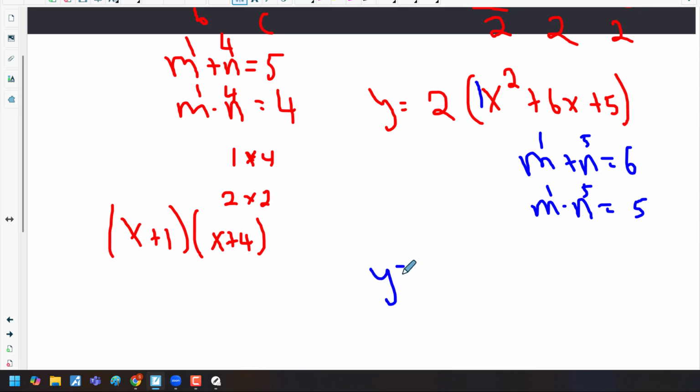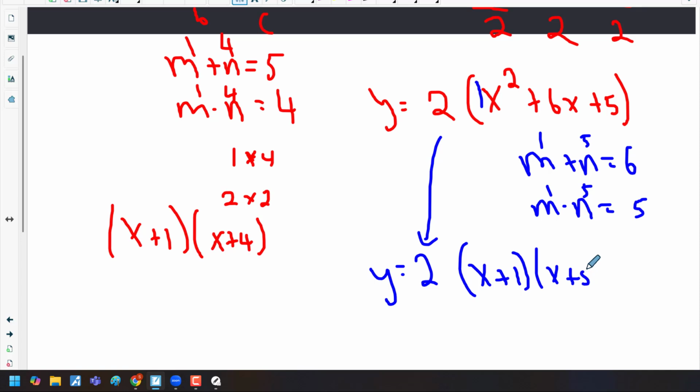So the answer is equal to 2. Don't forget that 2. And then we have two brackets, x plus 1, x plus 5. There. That's the answer. So that 2 is still there in front, and then you have your two brackets.